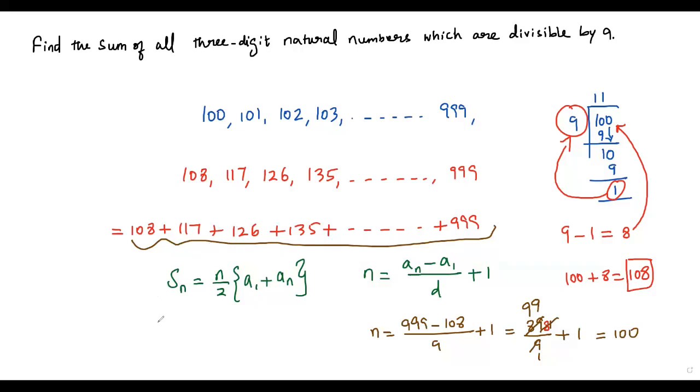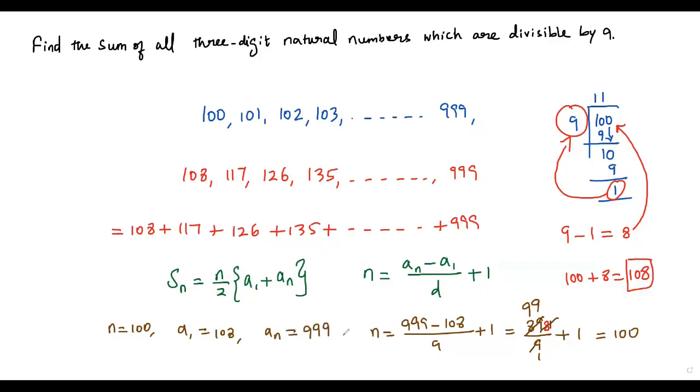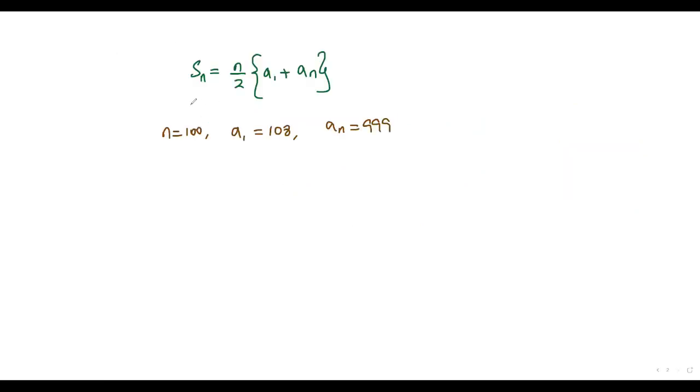Now what I need to do is plug into this formula n = 100, the first term A1 = 108, and the last term An = 999. Let's plug in all these values and evaluate the sum of this arithmetic series. That gives you the sum of all 3-digit natural numbers which are divisible by 9. Okay, let's continue this on the next page. This is the formula to find the sum of the terms in an arithmetic series. Let's plug in these values.